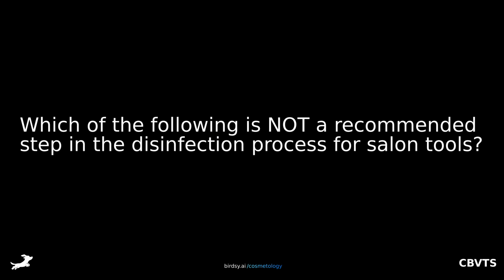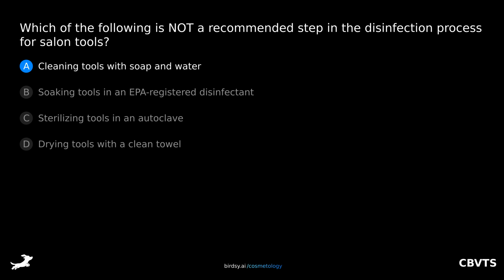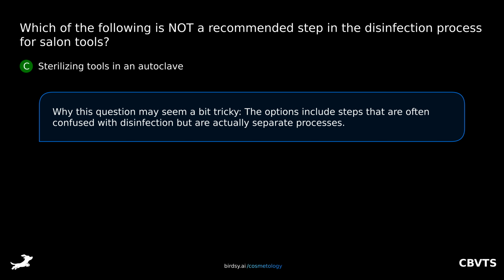Which of the following is not a recommended step in the disinfection process for salon tools? Is it A, cleaning tools with soap and water, B, soaking tools in an EPA-registered disinfectant, C, sterilizing tools in an autoclave, or D, drying tools with a clean towel? The answer is C, sterilizing tools in an autoclave. Why this question may seem a bit tricky. The options include steps that are often confused with disinfection, but are actually separate processes.